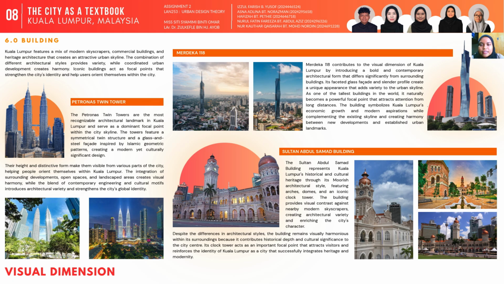First, we look at the buildings. Kuala Lumpur features a combination of modern skyscrapers, commercial buildings, and heritage architecture that creates an attractive and distinctive urban skyline. This diversity provides visual variety, while the planned arrangement of development creates harmony within the city.